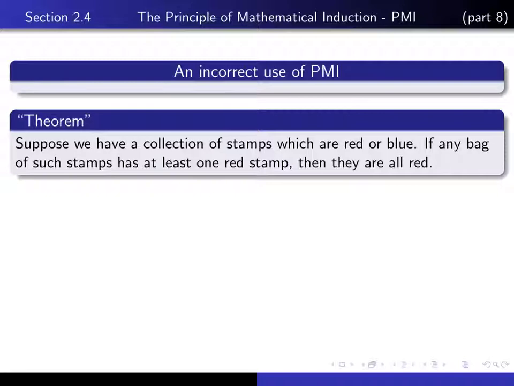So here's the result that I'm going to prove using mathematical induction. Suppose we have a collection of stamps consisting of red stamps and blue stamps. I'm going to take a bag and put some of the stamps in the bag. Then my claim is that if at least one of the stamps in the bag is red, then they're all necessarily red. In other words, it's impossible for there to be a blue stamp and a red stamp in that bag. Okay, and I'm going to prove that for you using the principle of mathematical induction.